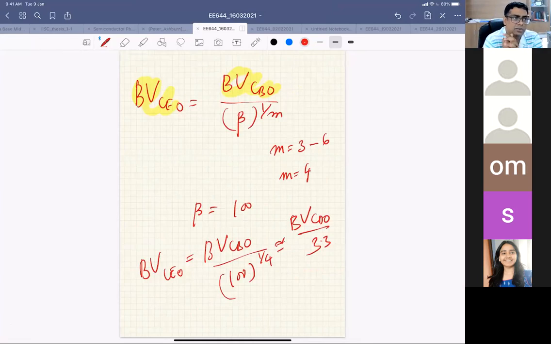The takeaway is that you should understand why BVCEO is less than BVCBO. When you're choosing a power supply voltage, say your transistor has to operate at some voltage, that power supply voltage should be less than BVCEO. When you're designing your bipolar junction transistor, you should choose a BVCBO, because BVCBO will depend on NC. You should choose a collector doping to get a BVCBO, and based on the beta of the transistor, you'll get a BVCEO, and your power supply voltage should be less than BVCEO.